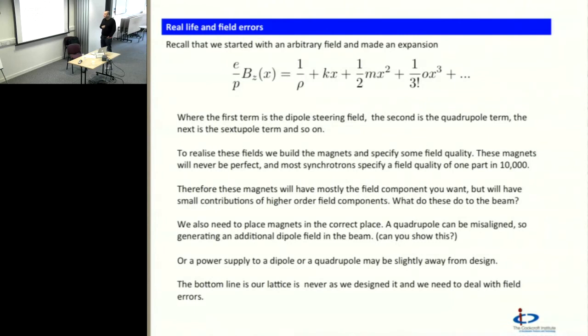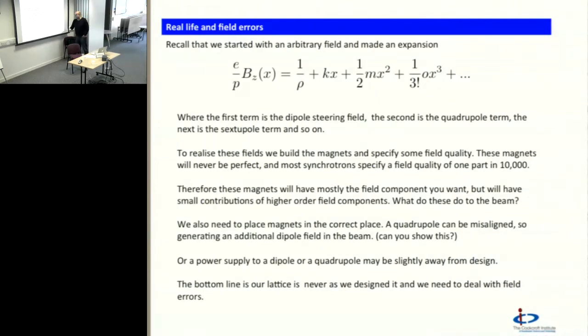I also have to have magnets in the right place. So if I have a quadrupole and I put it in the beam line, but I have it slightly off-center transversely, it's going to generate an additional dipole field on the beam. Perhaps you can see that just in your head, or you can show it mathematically by doing a transformation, x going to x plus some offset. So if I have an offset quadrupole, I generate an extra dipole field. What does that do to the beam?